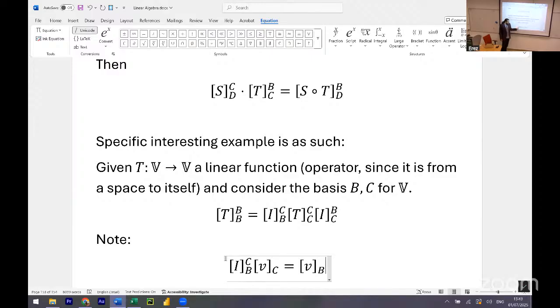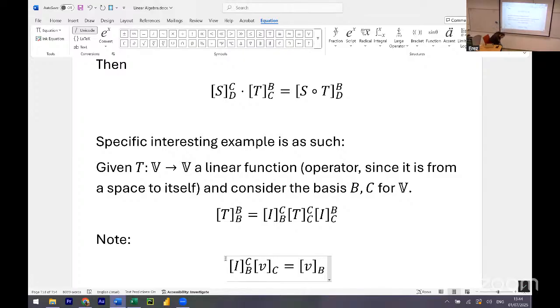We apply the identity function to the base of B. We take the coordinates according to the base of C, sorry, according to the base of B, and we put it in columns. It's just a specific example of the algorithm we learned above, right? Apply the function on the base of the domain, find the coordinates according to the base of the range, and then you put it in columns.